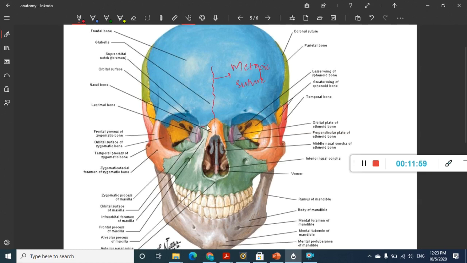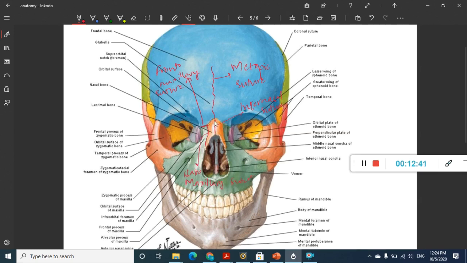Then you have this suture which is joining the frontal bone with the maxilla. It is called the frontomaxillary suture. Then we have one more suture which is joining the two nasal bones. It is between two nasal bones, so these are the internasal sutures. The suture joining the nasal bone with the maxillary bone is called the nasomaxillary suture.